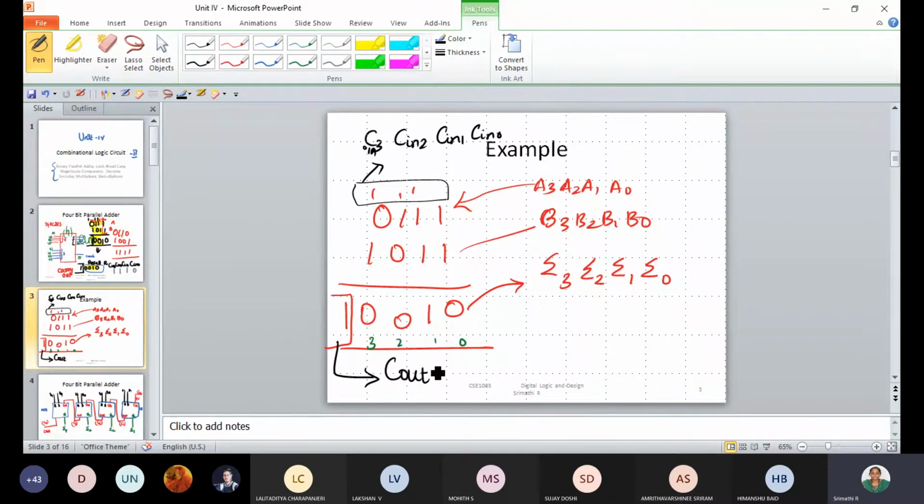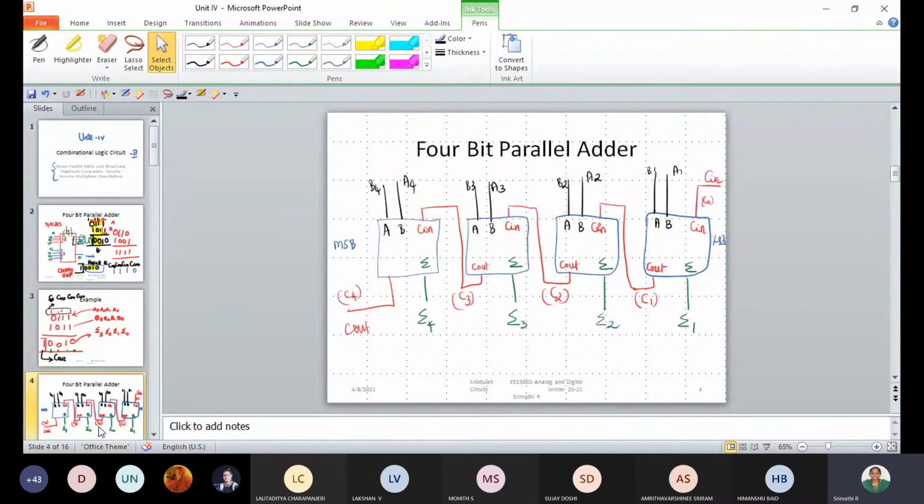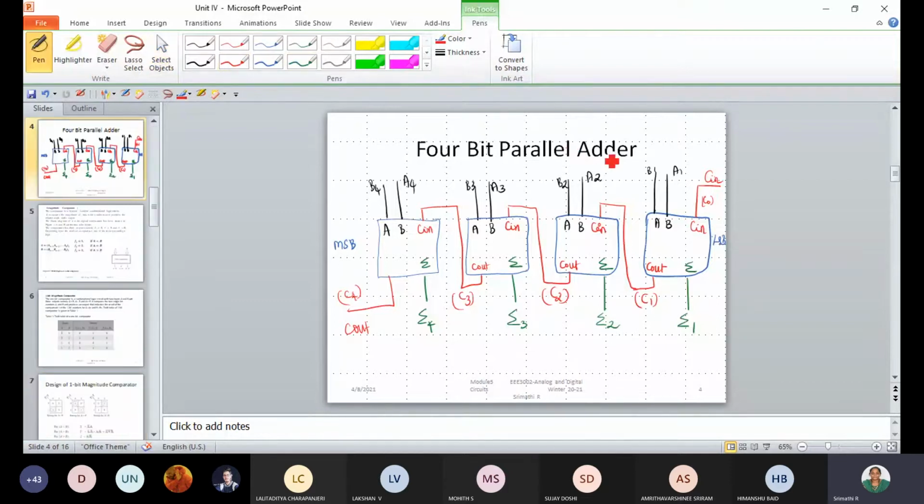Okay, this is your carry out. So keep this here. So each bit, this is your summation 0, 1 plus 1 0. This is your summation 0. I am starting from the least significant bit. I have a carry in, which is nothing but C in 0. This is C in 1. This is C in 2. This is C in 3.